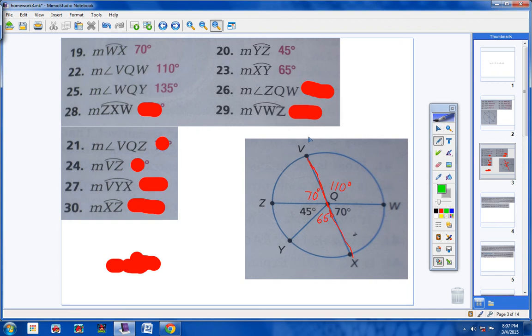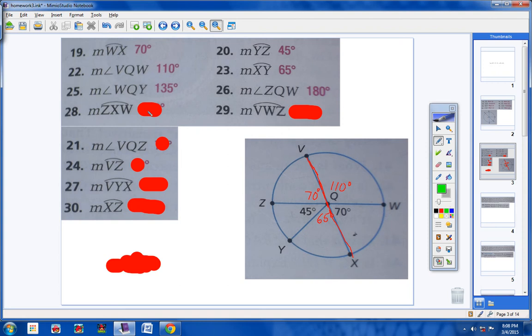Now let's find the measure of angle ZQW. So Z to Q to W. Well, students, that's a straight line. We call that a straight angle. A straight angle always has a measurement of 180 degrees. So the answer would be 180.